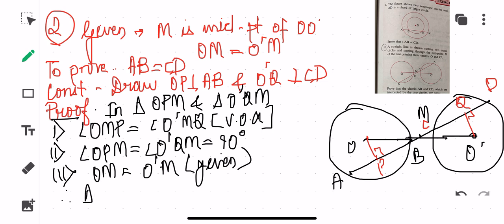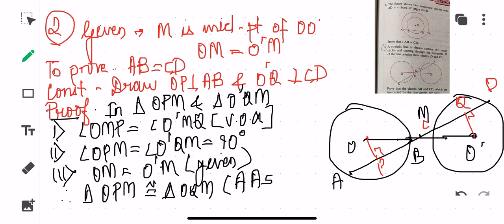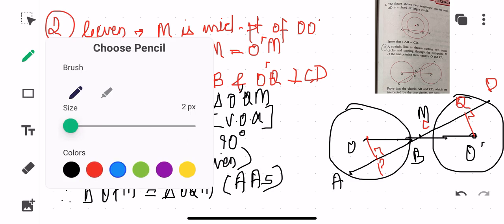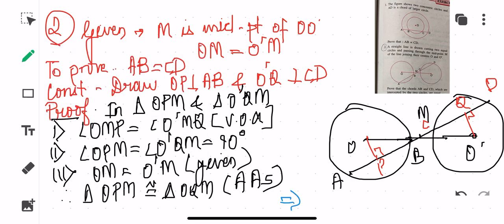Therefore, what you will be writing, triangle OPM is congruent to triangle O dash QM. By which congruency, children? If you see, this is angle, angle and side, so this is the AAS test of congruency. So if these two triangles are congruent, of course, what you can get by CPCT, children, write down: this implies that OP will be equal to O dash Q by CPCT. This is what you wanted.